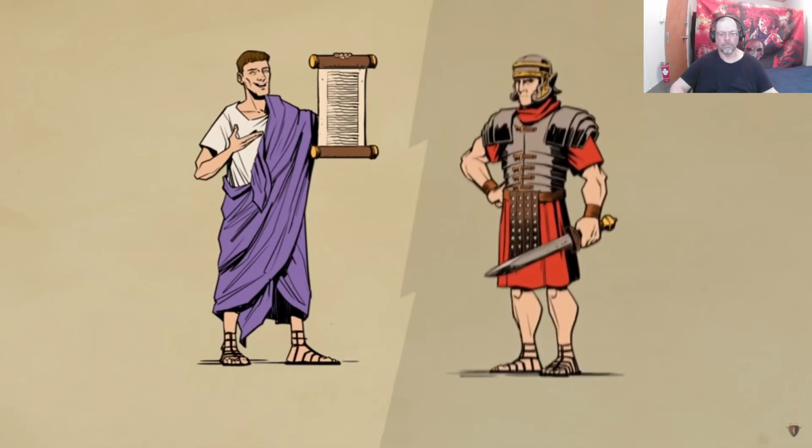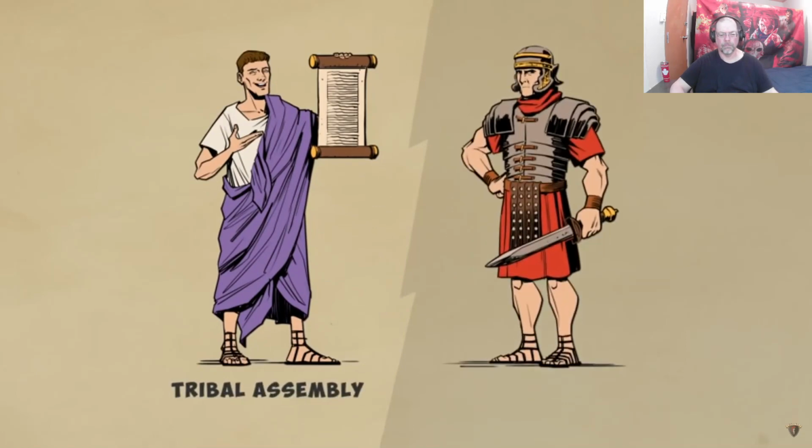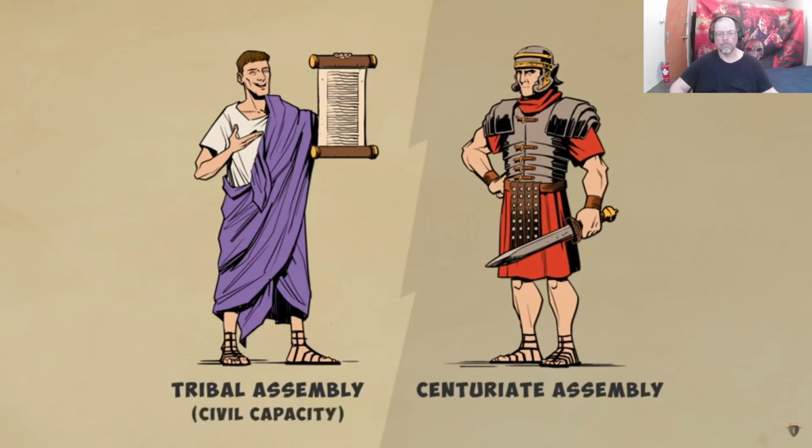I'll explain. Basically what happened is that any particular election would have the Romans voting according to one of 2 organizations, the tribal assembly and the centuriate assembly. Both assemblies were conceived of as representing the entire populus Romanus, but in different capacities. The tribal assembly was the Romans in their civil capacity, while the Centuriate Assembly was Romans acting in their military capacity.